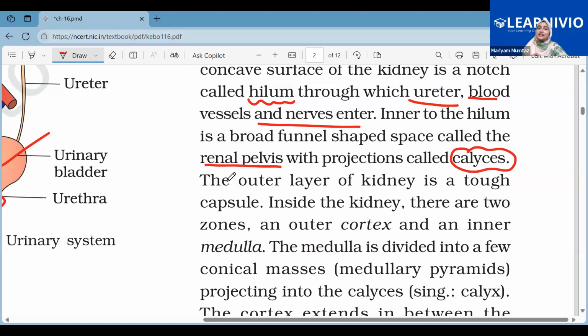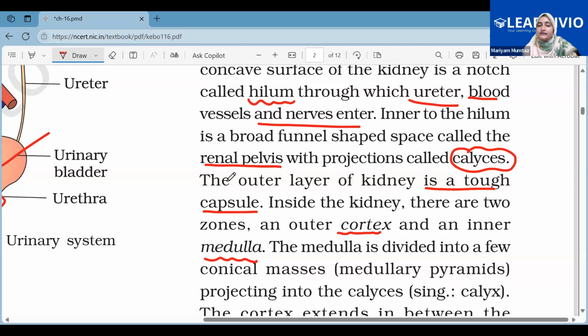So now you are seeing the ultrastructure of the kidney. The outer layer of the kidney is a tough capsule, and it provides protection to the kidney. Inside the kidney, there are two zones. The outer, peripheral area is called the cortex, whereas the inner part is called the medulla.